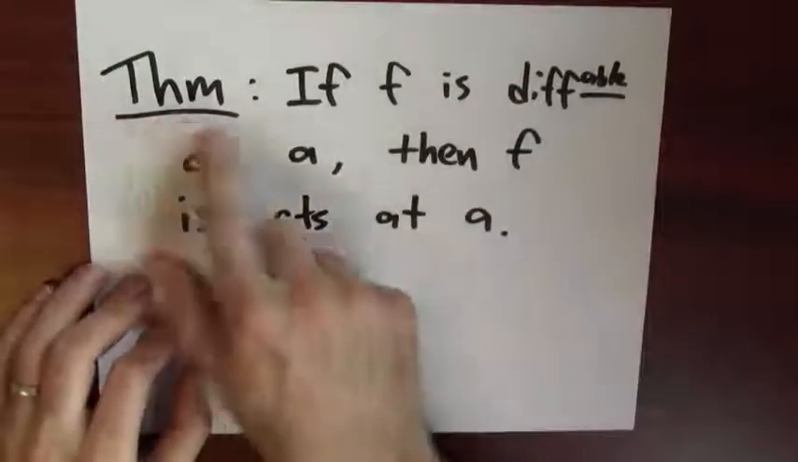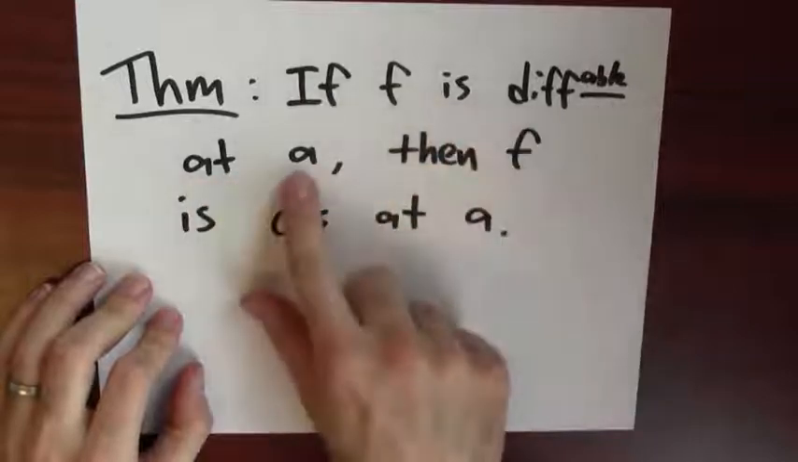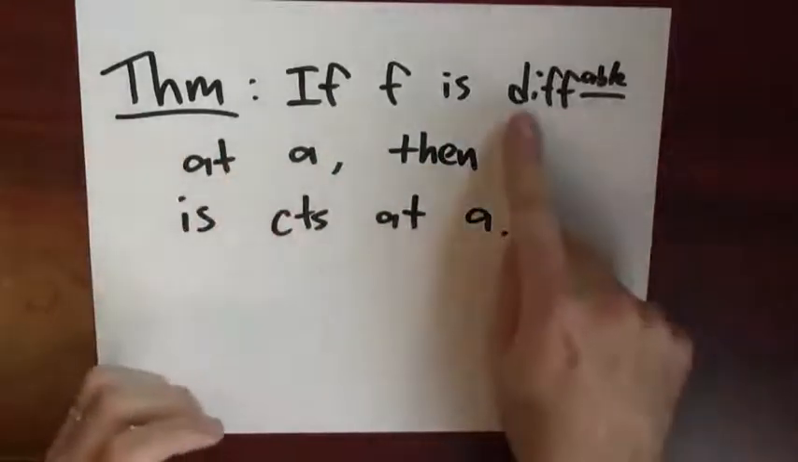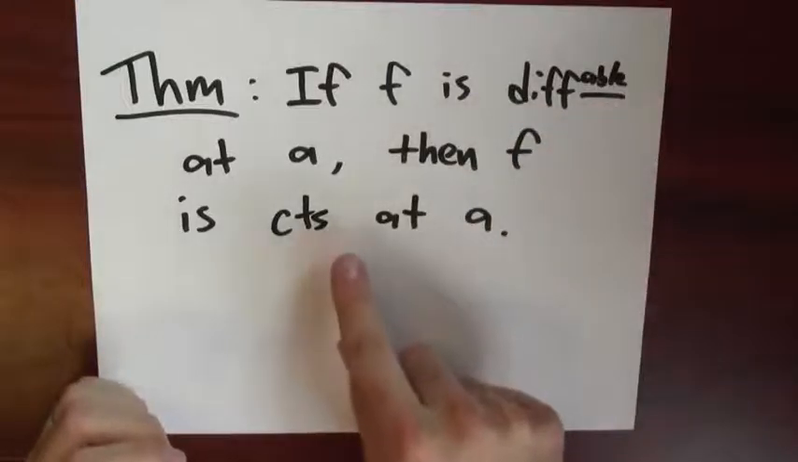Remember, continuity is all about how nearby inputs are sent to nearby outputs. Differentiability is how wiggling the input affects the output. Now, in light of this, they seem related, right? Something like the following seems plausible. Here's the theorem. Theorem: if f is differentiable at a, then f is continuous at a. In other words, a differentiable function is continuous.